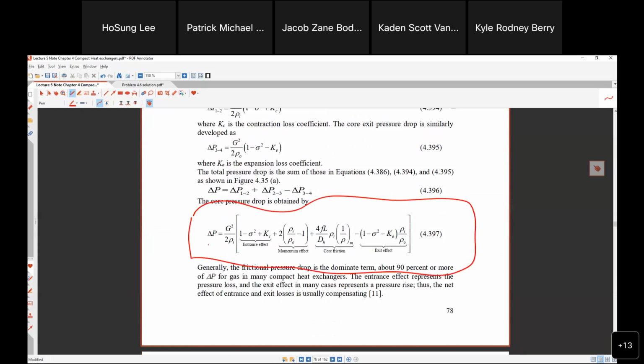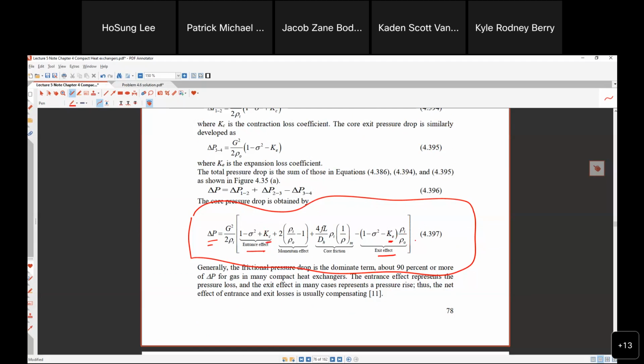So for the final pressure drop, look at the entrance effect and the exit effect. For the entrance they use a coefficient, K_C, the contraction coefficient, and an expansion coefficient, K_E. Sigma is, I think, porosity. Density i is inlet, density o is outlet.